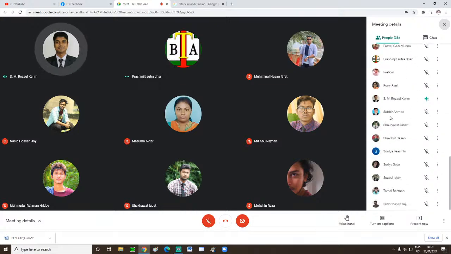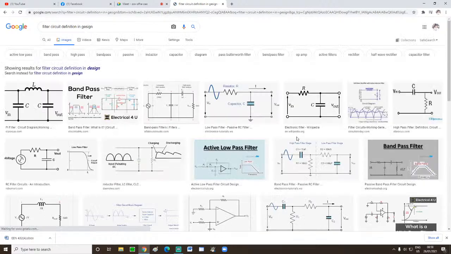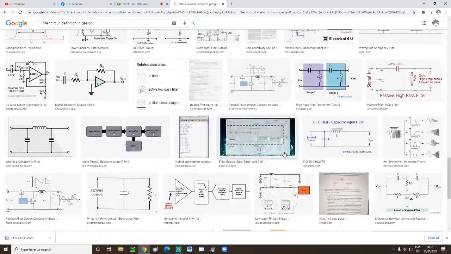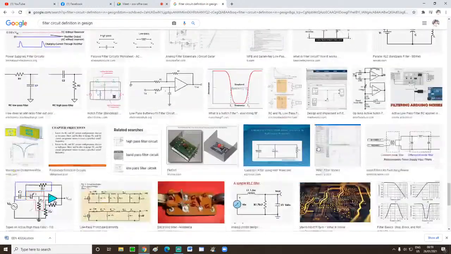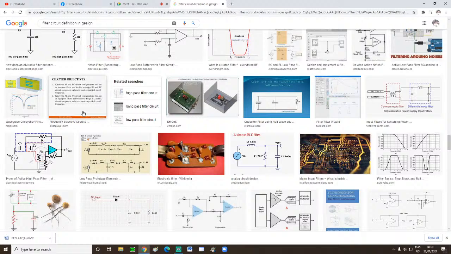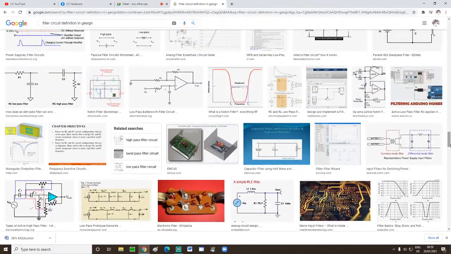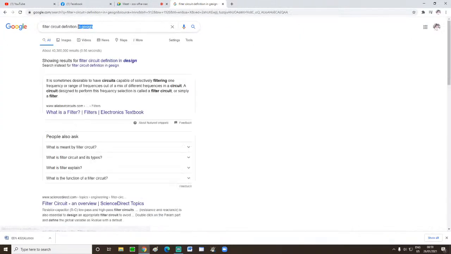Is there any other definition you want to share? It's a combination of capacitors and inductors. Okay, so you are basically telling about the construction of a filter circuit. That is also relevant information. But what I wanted to know is what is a filter circuit? What do you understand by a filter circuit?